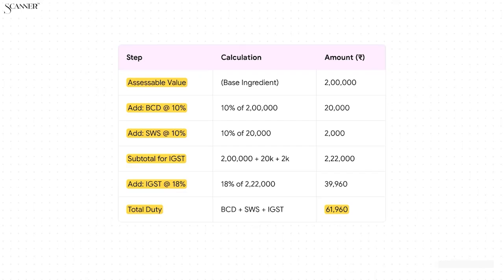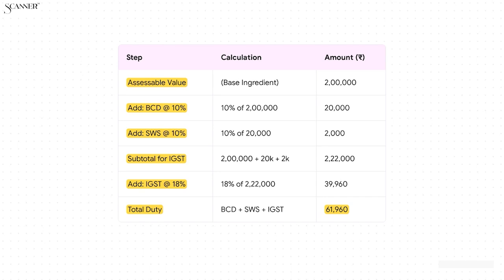Okay, let's see our recipe in action with a quick example. We start with an assessable value of 200,000. Step 1, we add 10% BCD, that's 20,000. Step 2, we add 10% SWS, but remember that's 10% times the BCD, so that gives us 2,000.